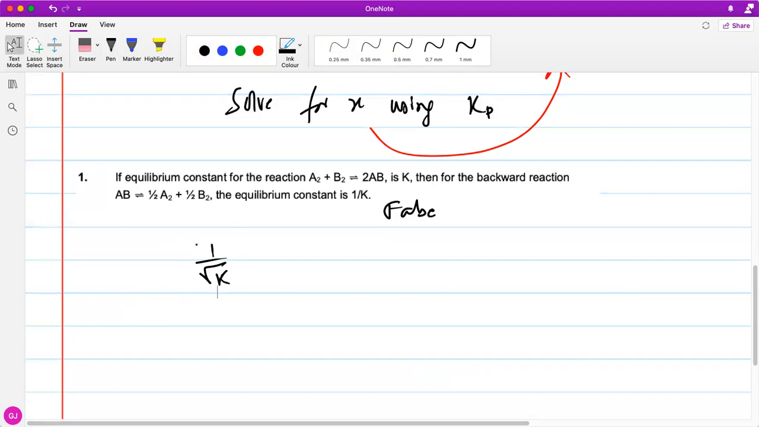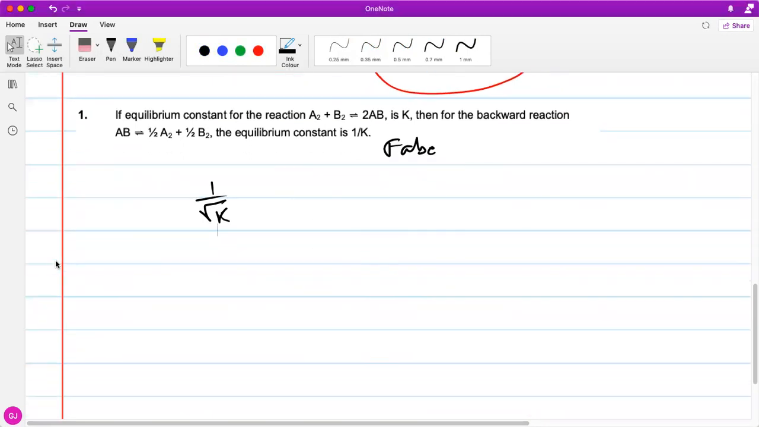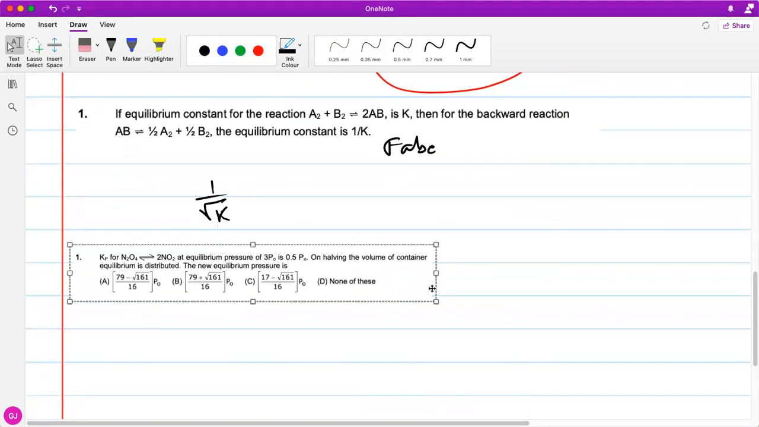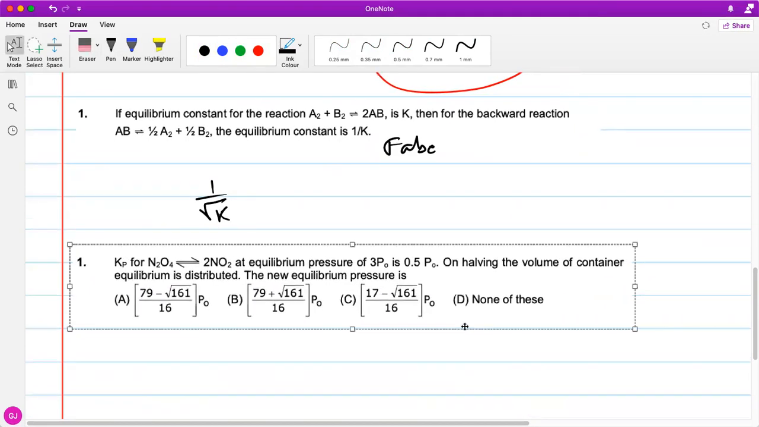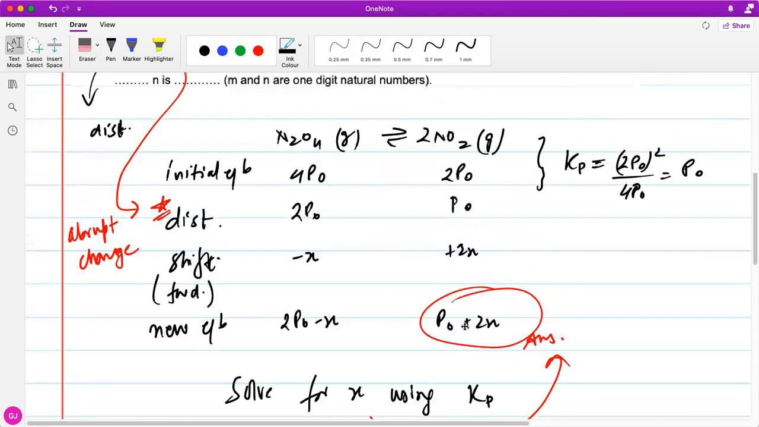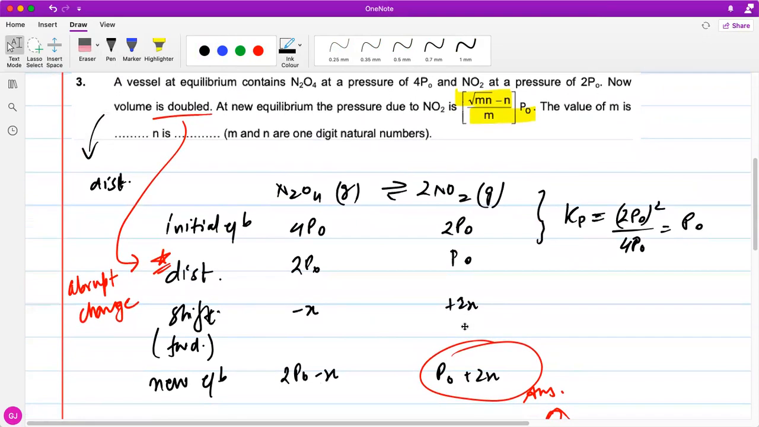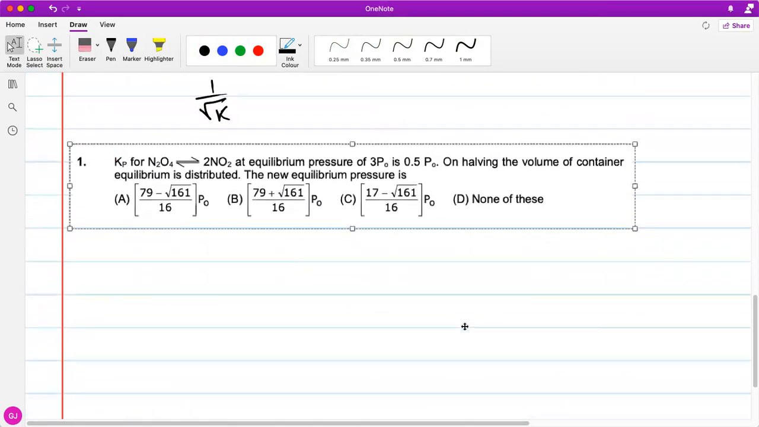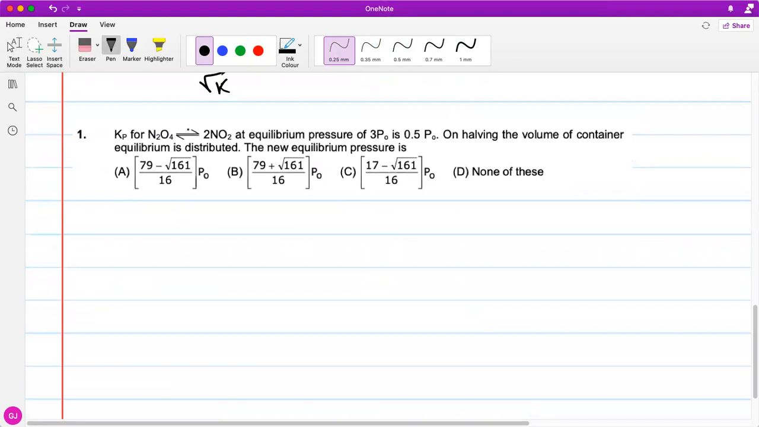So the actual answer will be 1 upon root K. Now let's move on to the one option correct questions. In this, the first question is pretty similar to the question that we just did above, this third question. Now, rather than directly giving the data for N2O4 and NO2 at the initial equilibrium, what they have done is they have given some indirect information, right?